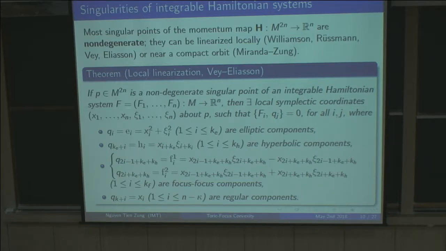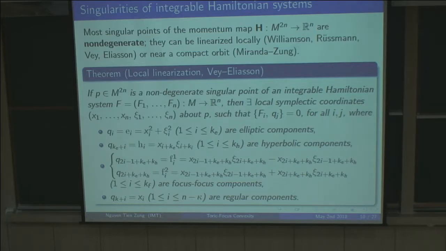So for example, it might be the sum of x_i squared plus y_i squared, and this is the elliptic component. So the level set will look something like this. Or q_i might be hyperbolic, or they might come in pairs, so they are called focus components. Or there are some components which are linear instead of quadratic, so these are non-singular components. So the singular components are either elliptic, or hyperbolic, or focus. And then there are some non-singular components.